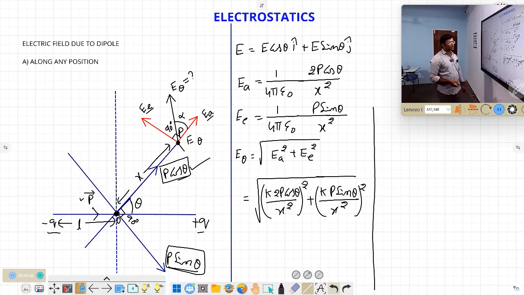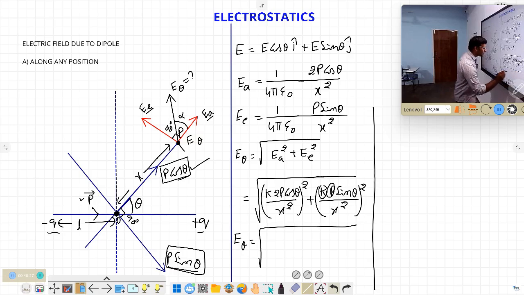Now we can take some things common from both here. So E theta is equal to, K squared p, that is Kp by x square is common. You can take it outside. If you take that, under root of that is under root of Kp by x square, whole square.